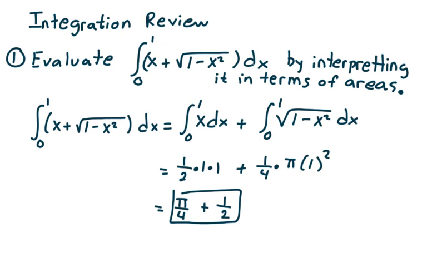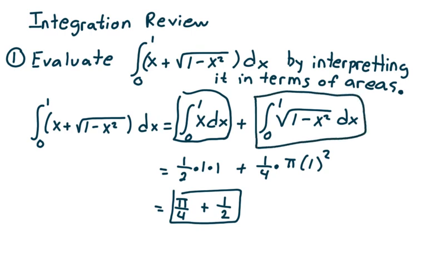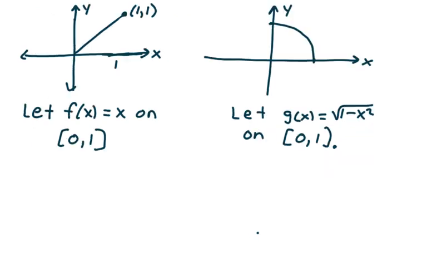The integral from 0 to 1 of x plus the square root of 1 minus x squared dx is equal to the integral from 0 to 1 of x dx plus the integral from 0 to 1 of the square root of 1 minus x squared dx. Now, we're going to take a look at these integrals individually. And we're going to do that on the next page and then circle back.